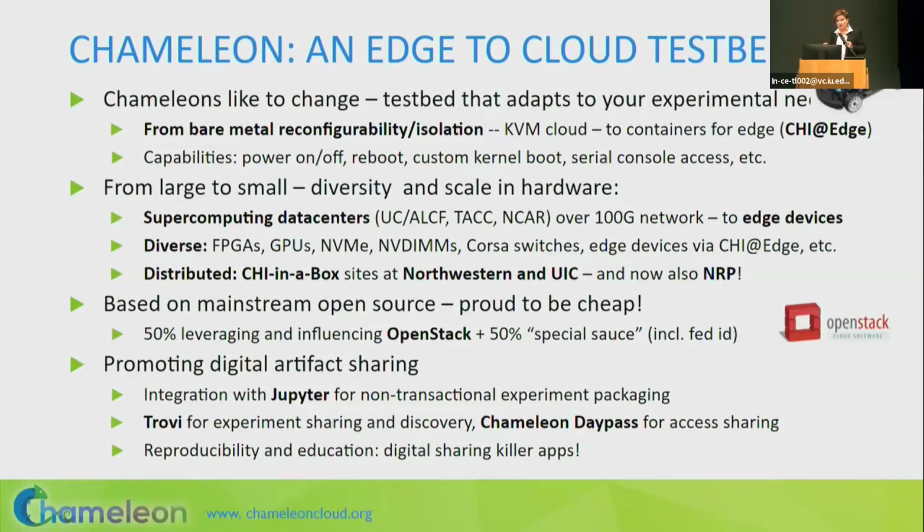So it's a distributed system. It used to be that we had two sites, one at the Texas Advanced Computing Center, one at the University of Chicago, where we're using the ALCF, the Argonne Leadership Computing Facility, as the machine room. So we used to have two supercomputing centers as Chameleon sites.